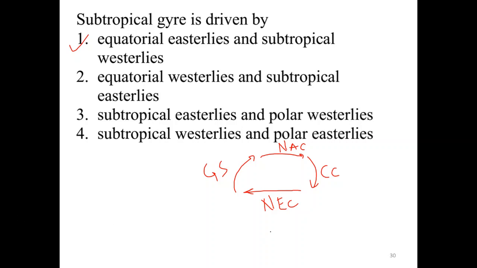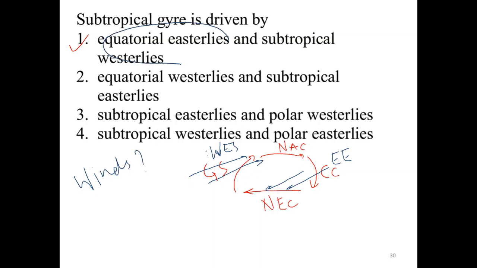Okay. So these are equatorial easterlies and these are subtropical westerlies. Okay, so you have to tell me which winds are also known as equatorial easterlies.